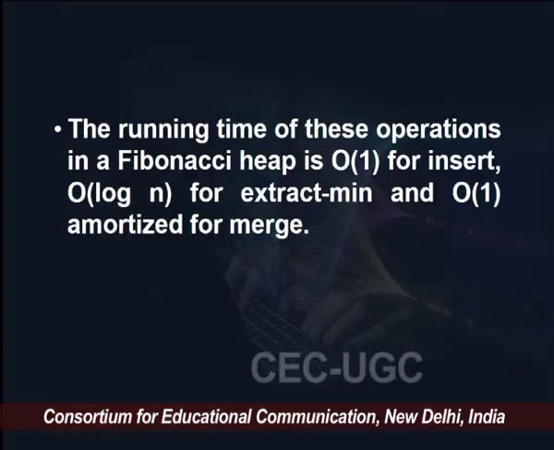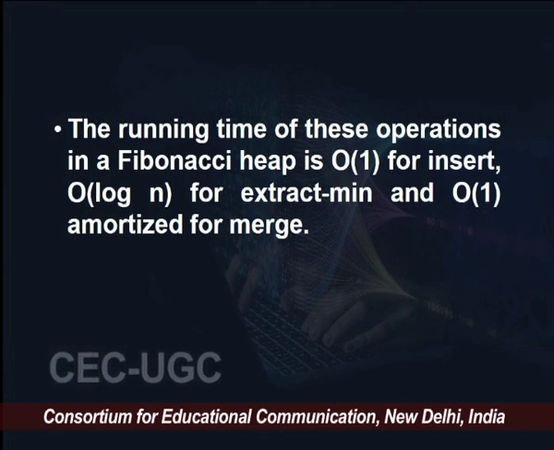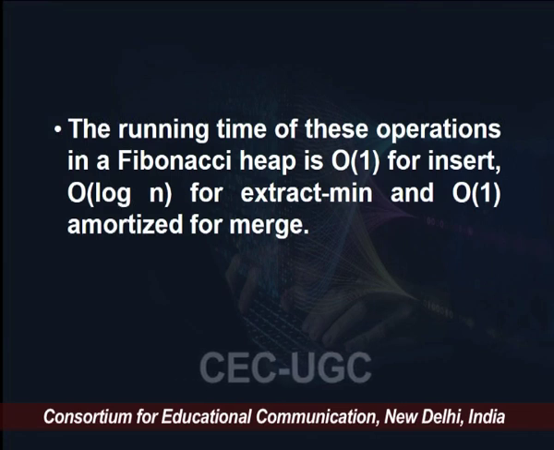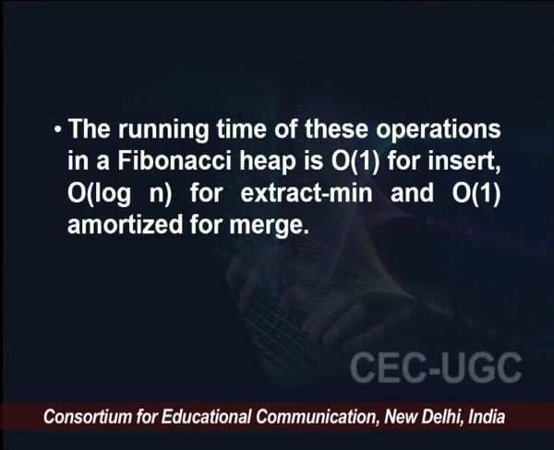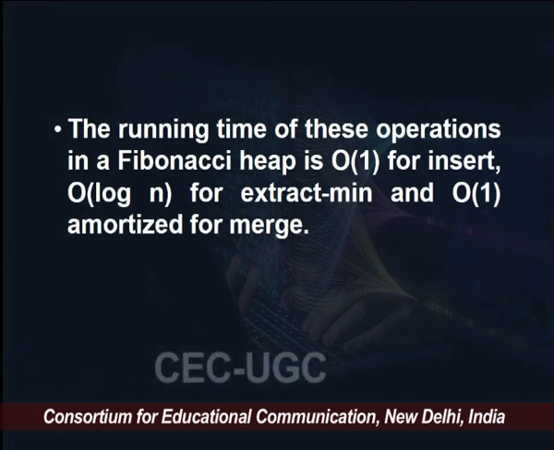The running time of these operations in Fibonacci heap is order 1 for insertion, for extract min it is going to take order log n, and order 1 for the merging. But please remember that these are amortized time complexities, these are not asymptotic time complexities, and I hope you understand the difference between the amortized and asymptotic. If you want to refer more about amortized time complexity, please refer to the lecture on amortized time complexity which was included in the design and analysis of algorithms series.